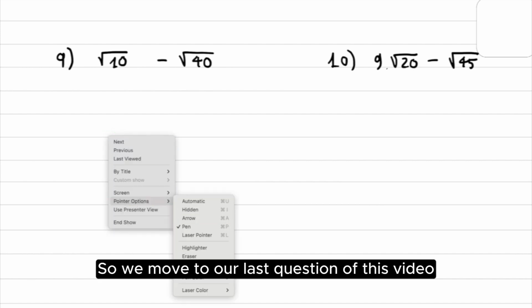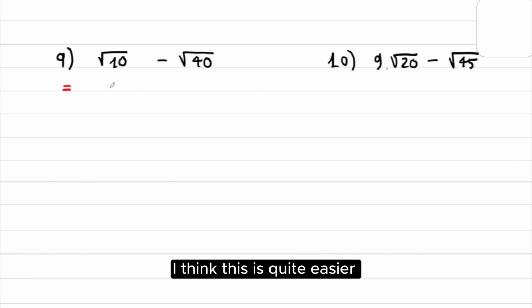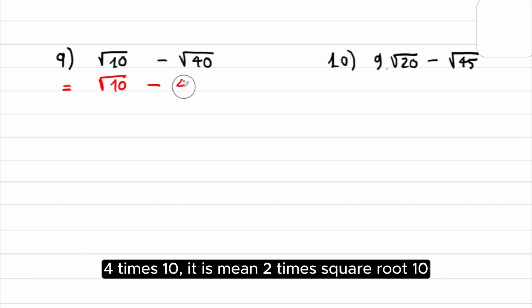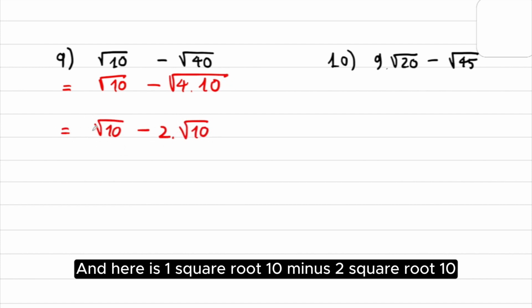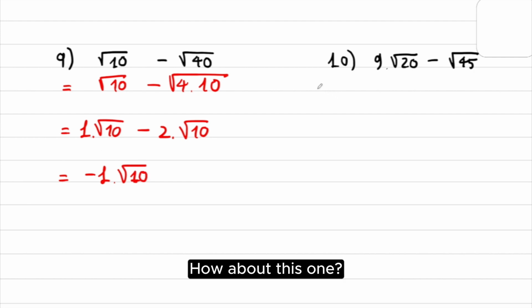So we move to our last question of this video. You get square root 10 minus square root 40. I think this is quite easier. 4 times 10. 4 times 10 means 2 times square root 10. And here is 1 square root 10 minus 2 square root 10. You have minus 1 square root 10. That is question 9. How about this one?